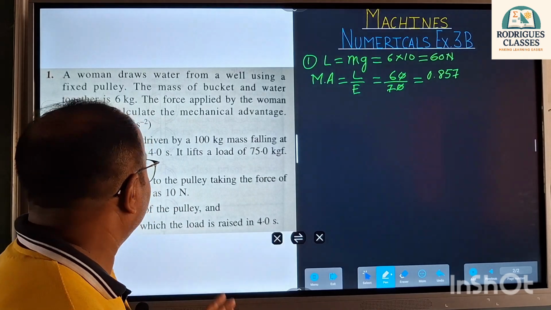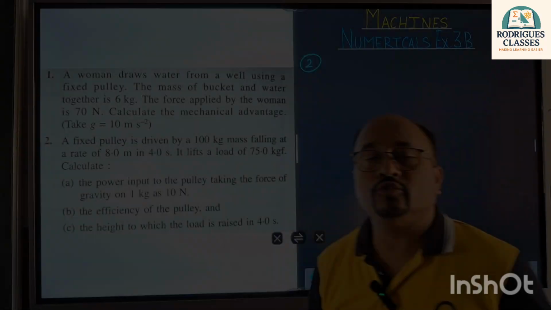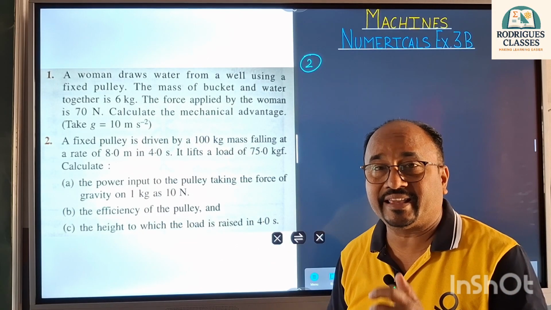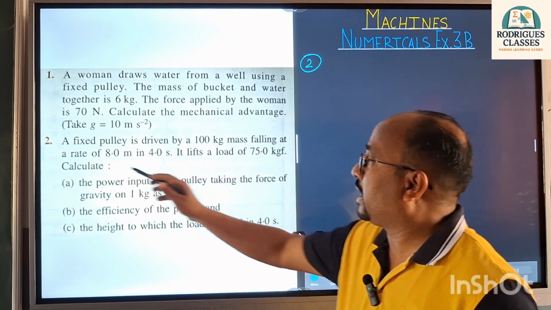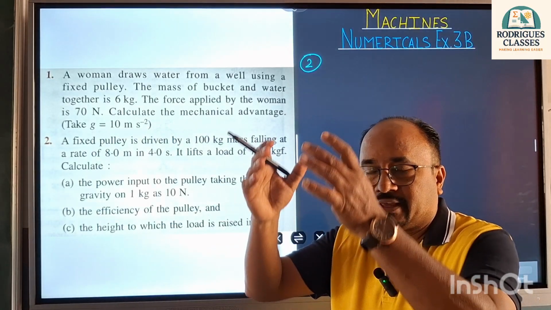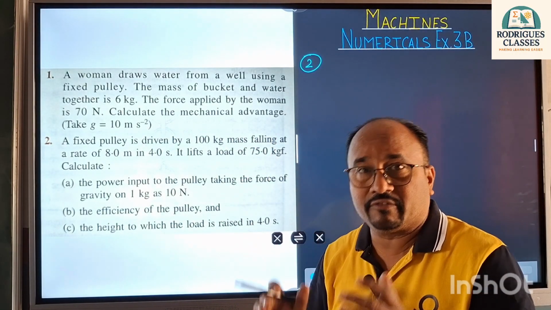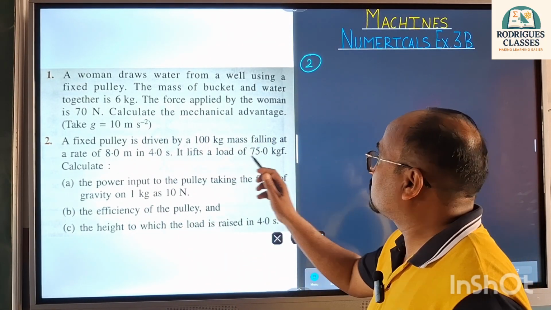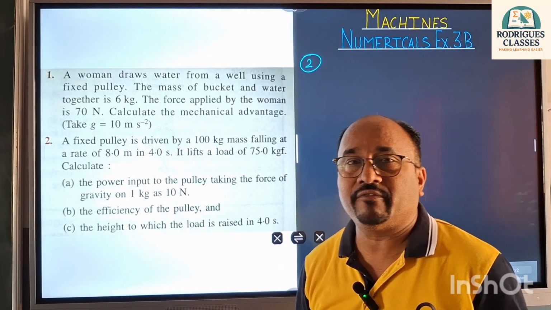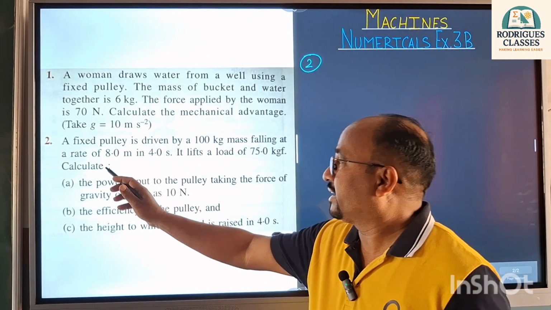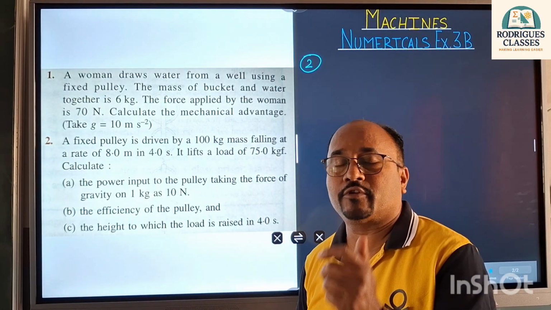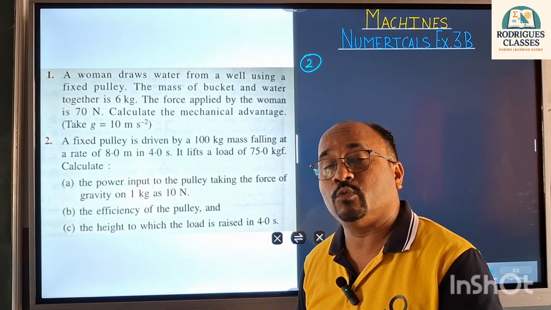This numerical is done. Now let us come to numerical number 2, which says a fixed pulley is driven by a 100 kg mass falling at a rate of 8 meter in 4 seconds. Because of that 100 kg mass which is falling, the effort will be applied. It lifts a load of 75 kgf. Calculate the power input to the pulley. Input will come from the effort, so we should know the work input.